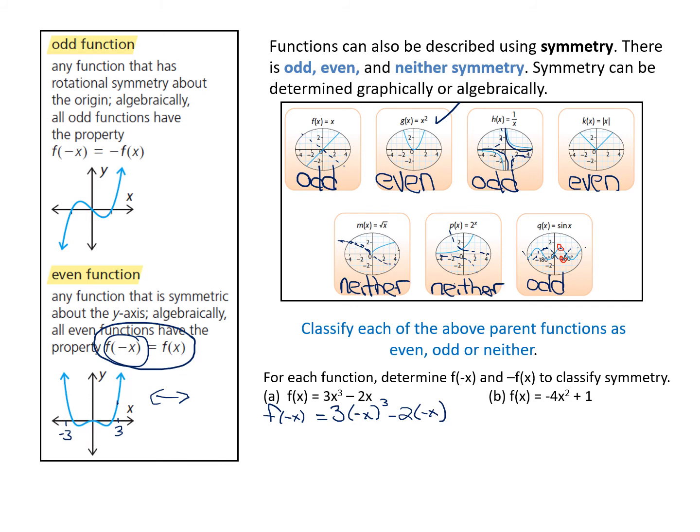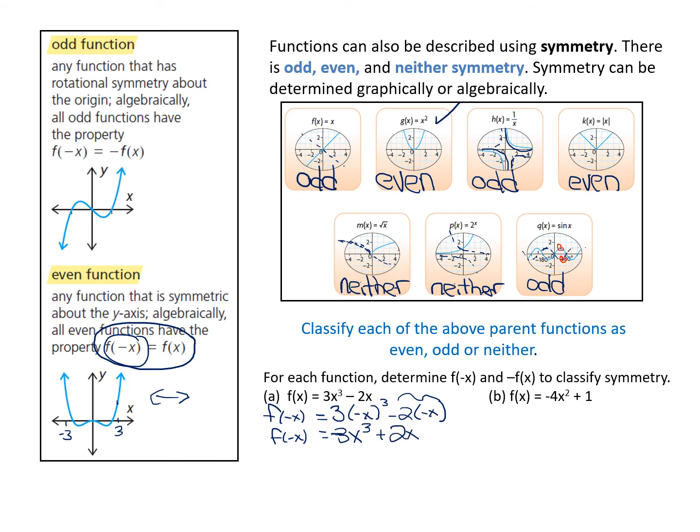So I'm substituting in a negative x. That gives me f at negative x gives me 3. So negative x cubed, that's negative x times negative x times negative x. That's going to be a negative x. So I'm just going to put the negative here and put my x here. So that's negative x cubed. And now negative 2 times negative x is going to give me a positive 2x.